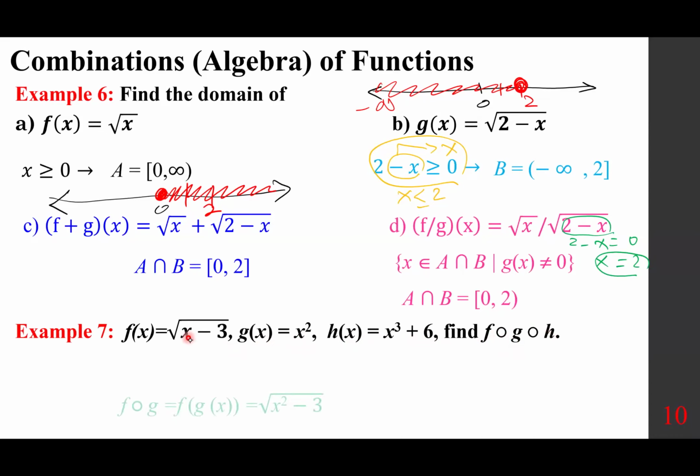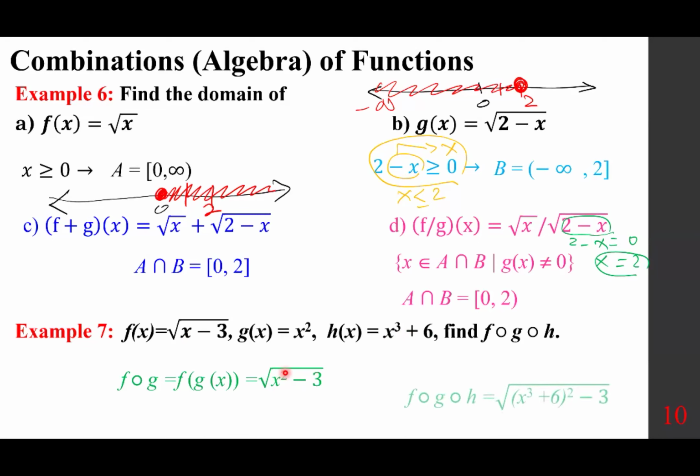replace this with x squared, and I get the square root of x squared minus 3. And then if I want f o g of h, that means I'm going to replace the x here with this expression. So I'm going to replace this with x cubed plus 6 in parentheses, quantity squared, and this is f o g o h.